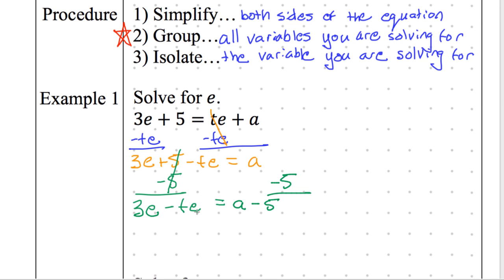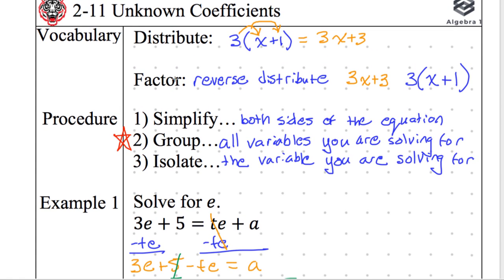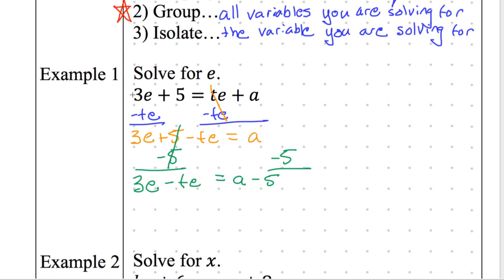Now comes that hard part up here where we learned how to factor, how to reverse distribute. I need to see one thing that is factorable, one thing I can factor out of both of these terms. Can anyone see what both of these terms have in them? What do both of these terms have? Andres? They both have an e. They both have an e. It's that simple. Whoa, crazy.